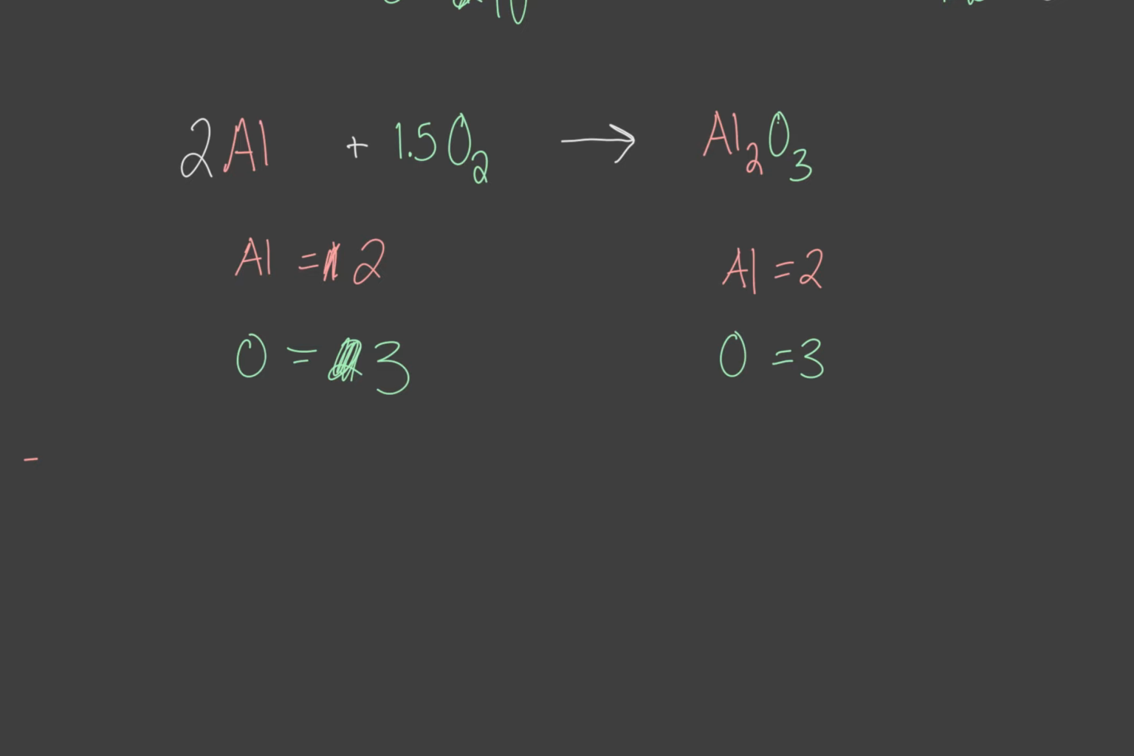Sorry, let's keep that white for a coefficient. I'll make this coefficient white as well. We'll keep them all the same. So this equation is balanced. I have 2 aluminum on the reactant side, 2 aluminum on the product side, 3 oxygen on the reactant side, 3 on the product side, but I have a half molecule, so we can't leave it like this.